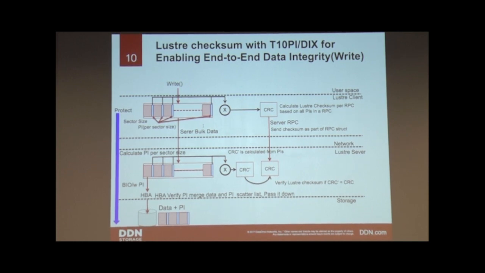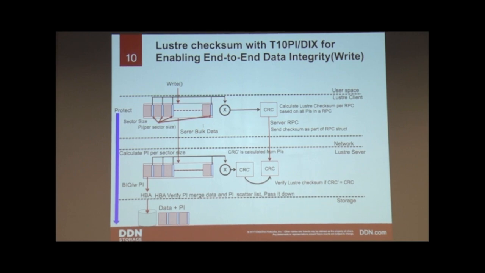Once the server receives the checksum, the server recalculates the T10-PI until the whole RPC is covered. Then the Lustre checksum is also calculated based on the T10-PI checksum, and compared to the checksum the client sent. If the Lustre checksum matches, the Lustre server passes the data down to the HBA with the T10-PI information.